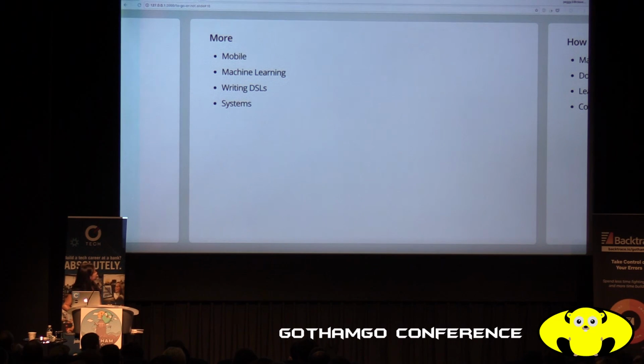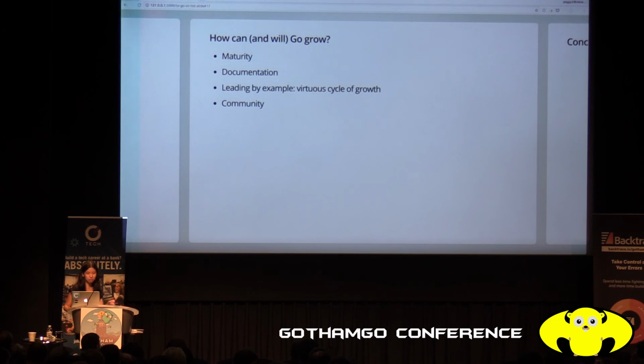This is true for other areas as well, like building mobile apps, machine learning, writing DSLs, and so forth. And over time, Go will grow in maturity and documentation, just leading by example, a virtuous cycle where a few projects will use Go and then set the example and path forward, and just community and user adoption.